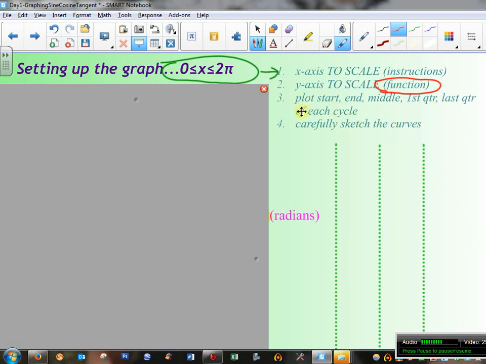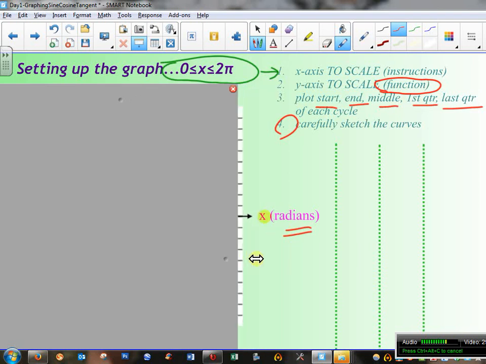We're going to have to plot the 5 important points on every cycle. The 5 important points will be the start, the end, the middle, the first quarter, and the last quarter. It'll be important to have those 5 dots in the exact places they belong. We can find where they are on the graph without any problem. The points in between, you've got a little bit more latitude with those. And then we're going to carefully sketch our curve. So again, we're working all in radians.